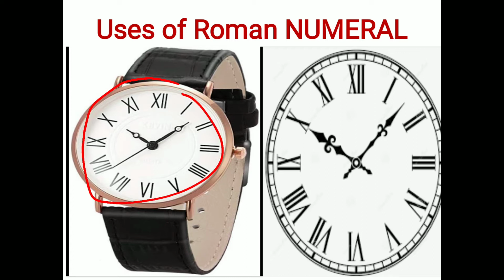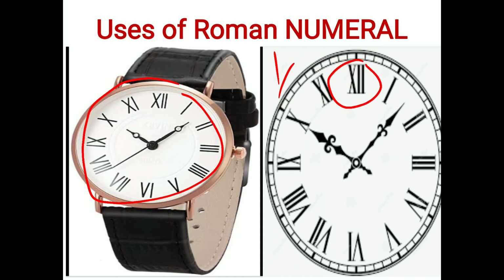These are Roman numbers. Even if you see a clock, some clocks have dials in Roman numbers, like 12 will be written in this manner. This is a Roman numeral, clear? And if it is written 1, 2, 3, those numbers we call Hindu Arabic numerals, clear?